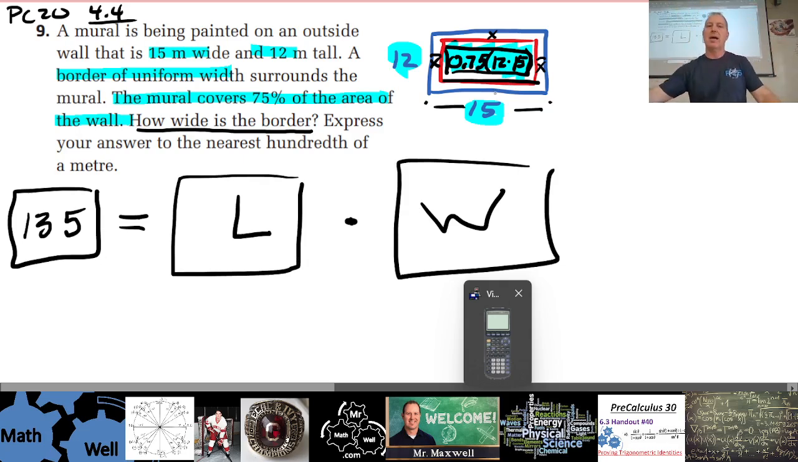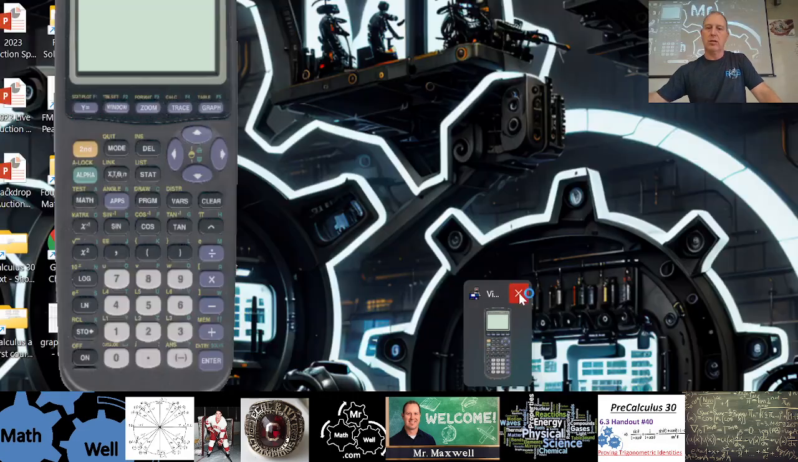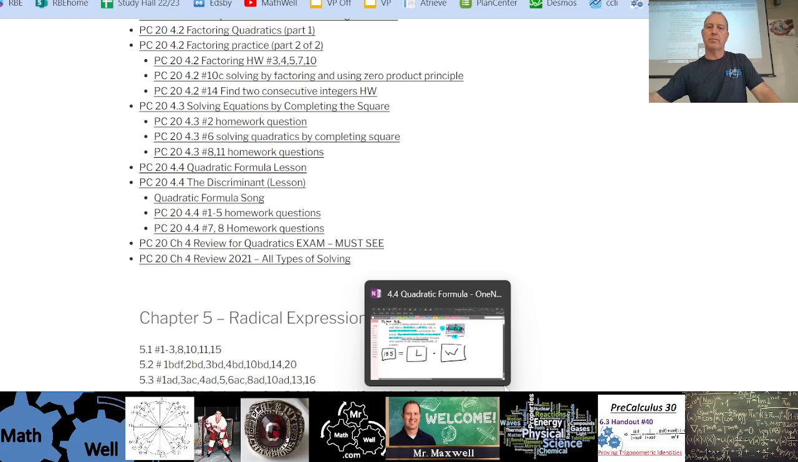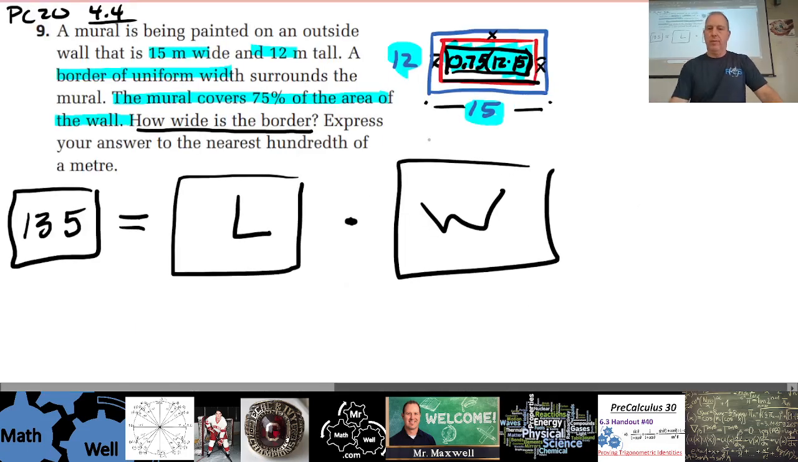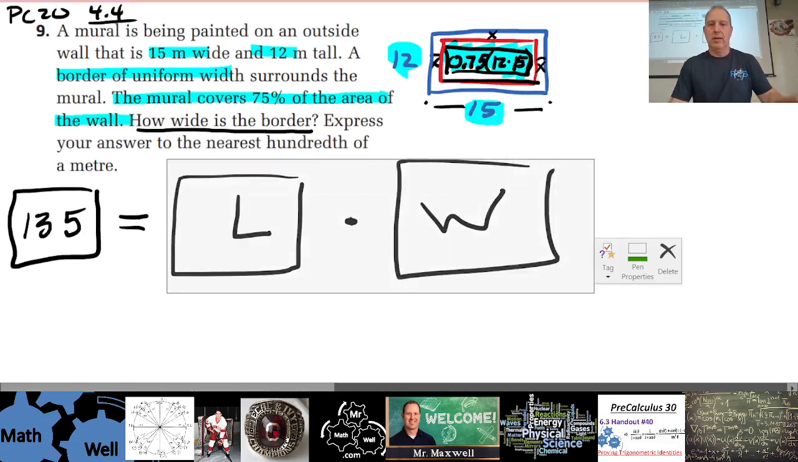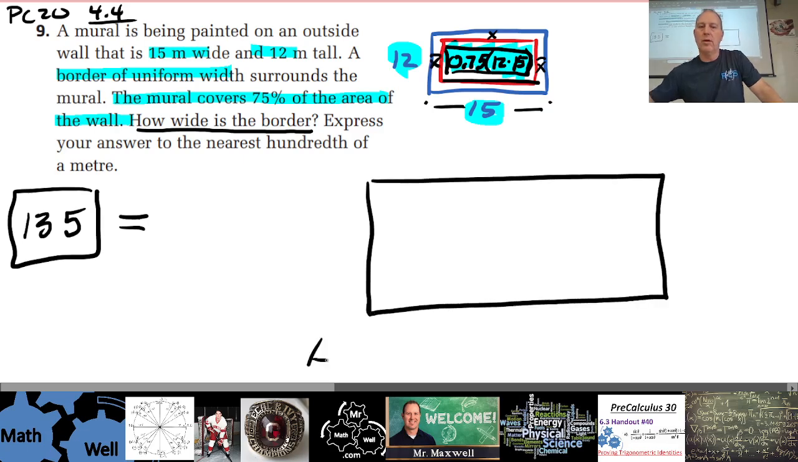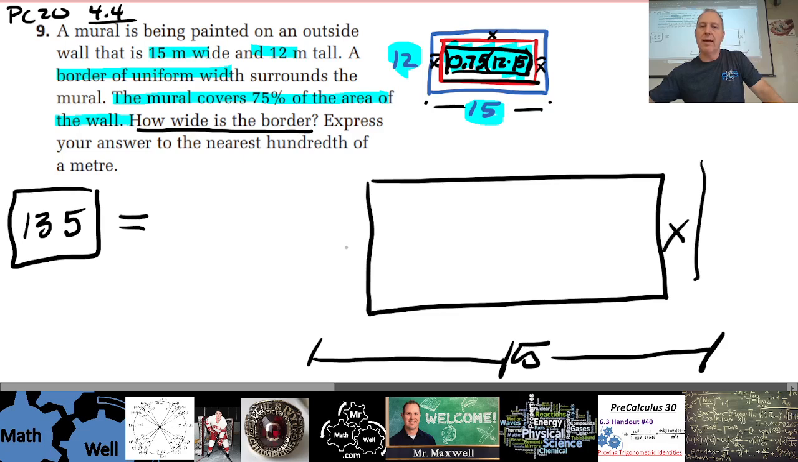Not quite correct. And again, this diagram is super small. I apologize. I don't know why this won't go away. Go away. So, watch this. Okay. So again, the mural is inside the wall. The wall is 15 meters, and I've chopped off X units for the border here and X units for the border here. So what I'm looking for is, what is this length?